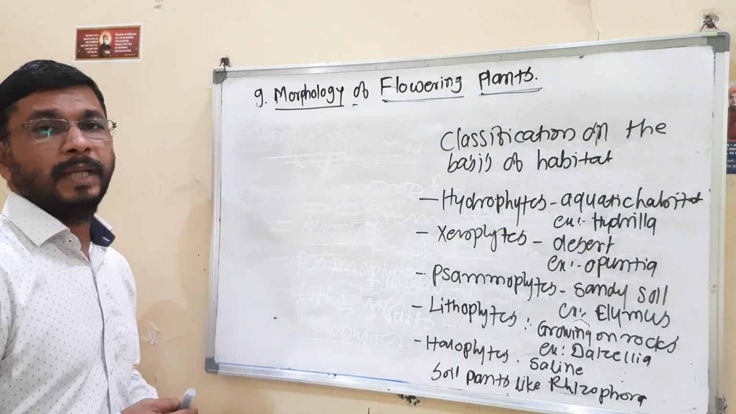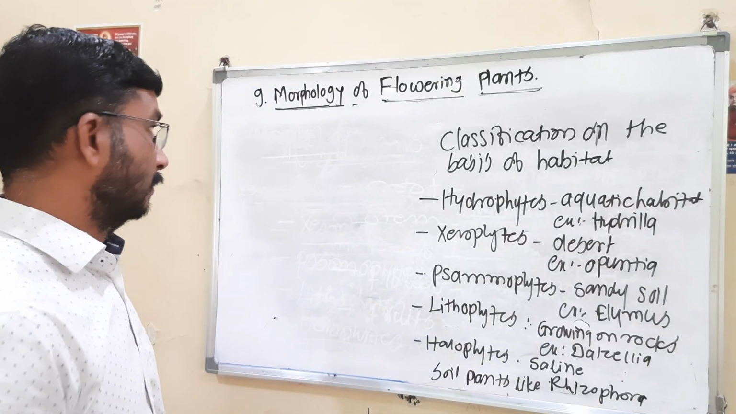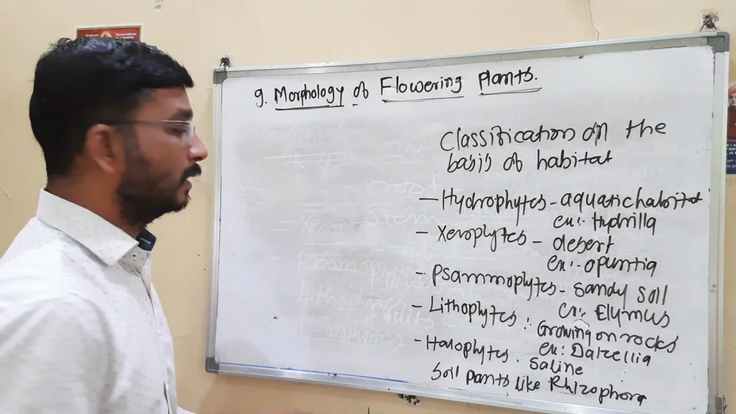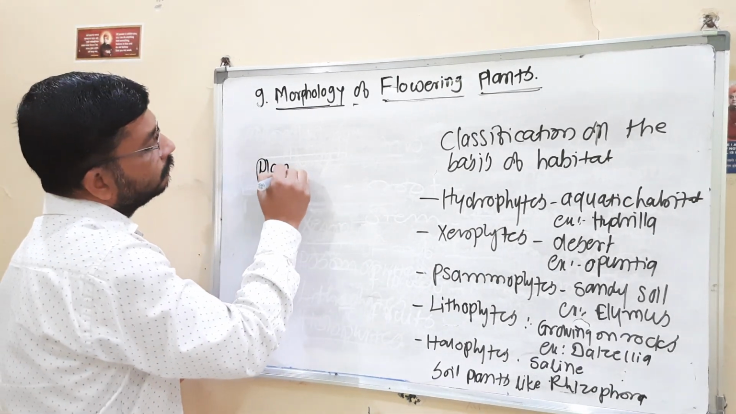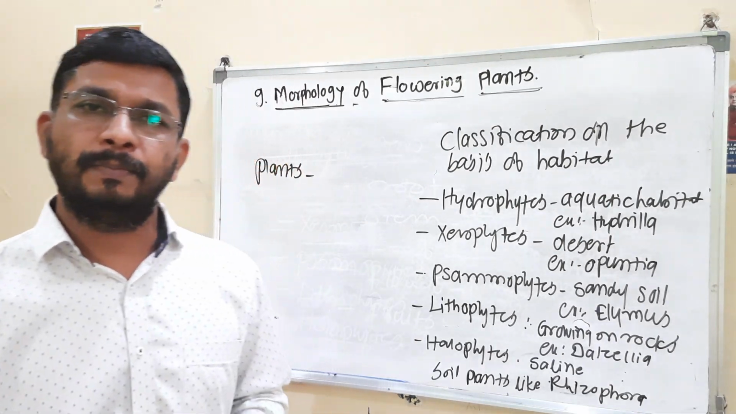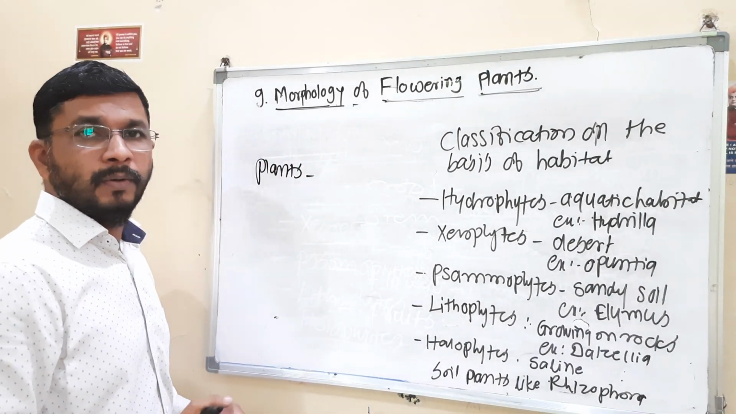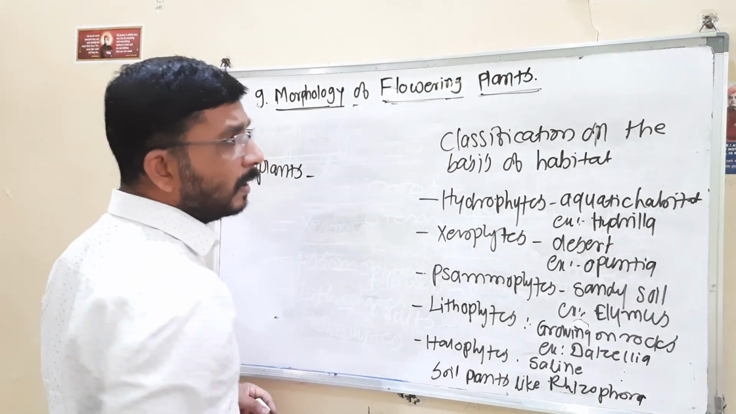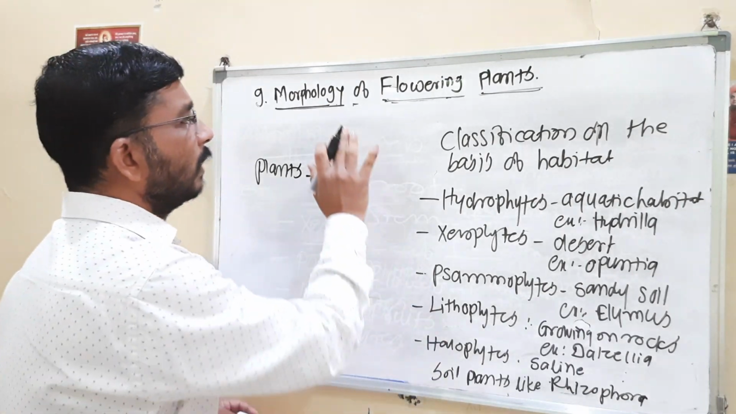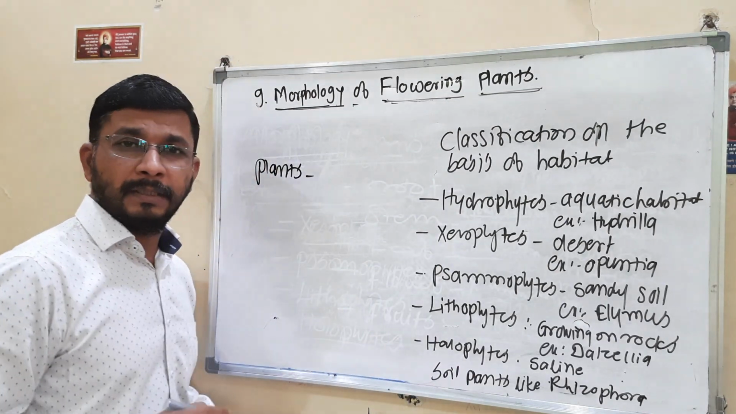Hello students, today we discuss our first chapter, chapter number 9, morphology of flowering plants. What is meant by morphology? Morphology regarding plants deals with the various parts of the plants. The study of various parts of plants or animals is known as morphology. Flowering plants are those plants that produce flowers. Then we discuss the morphology of flowering plants.